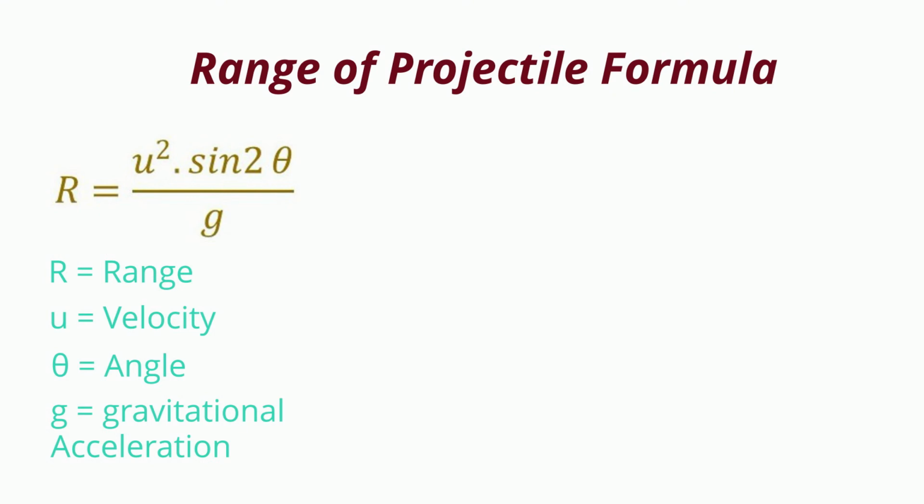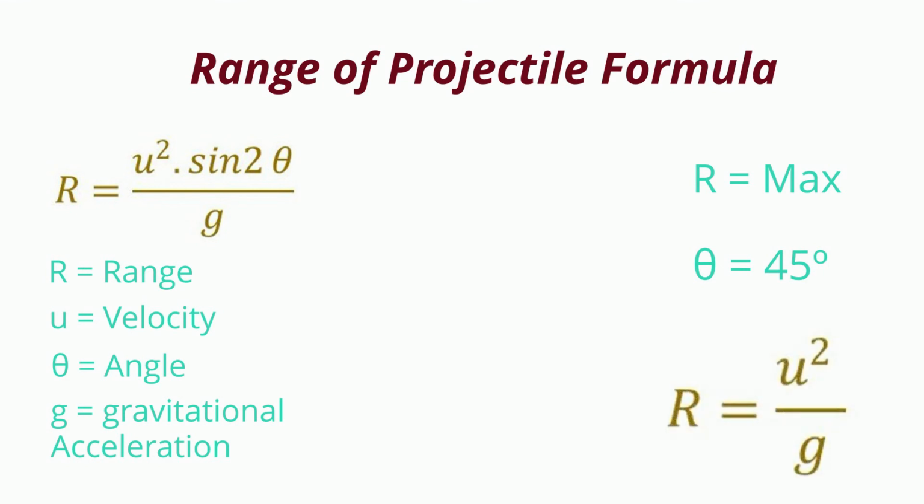According to the equation above, the maximum horizontal range can be obtained when the projectile angle theta is 45 degrees. So the equation will become r is equal to u square by g. Now theta is equal to 45 degrees. So 2 into 45 is 90 and sin 90 equals 1. That is why the formula we obtained will be equal to r is equal to u square by g.